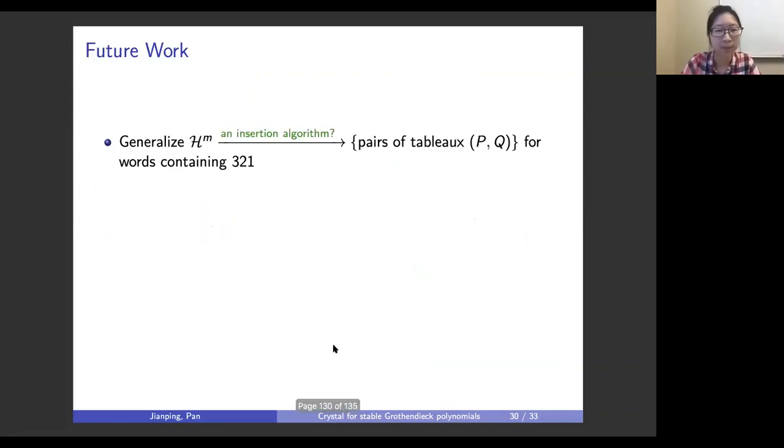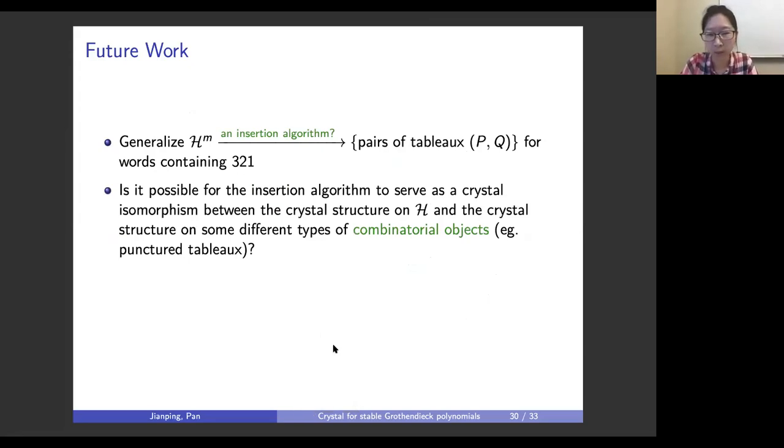So, future work. We have defined the insertion on 3-to-1 avoiding words. Can we generalize to all words? Is it possible to find an insertion? We were talking about some tableau insertion. Maybe we can find one using a different combinatorial object.